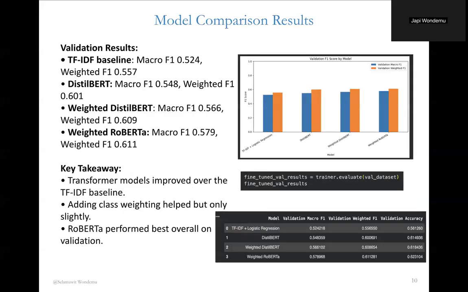So once I had trained all my models, I used my validation data to calculate the evaluation metrics to see how well each model performs. Based on this, you could clearly see that the weighted RoBERTa model outperforms all the other models. The transformer models improved way over the traditional TF-IDF baseline. And unfortunately, adding class weighting helped, but only slightly.